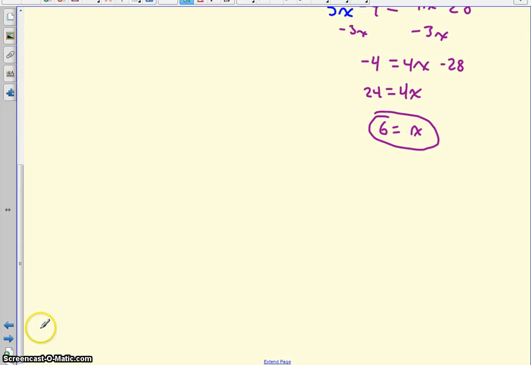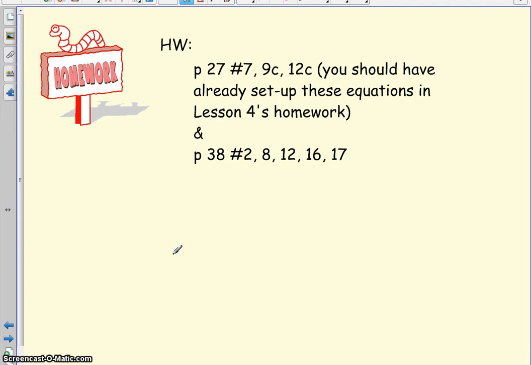Okay, so that's it. That's all. So the homework, there's a couple questions in the textbook to try that you should have already set up a couple days ago in Lesson 4's homework, and some extra practice there as well. Okay, so after this, we're going to look at the third and final way of solving a system, a method called elimination, and then we'll be set to get ready for a test.